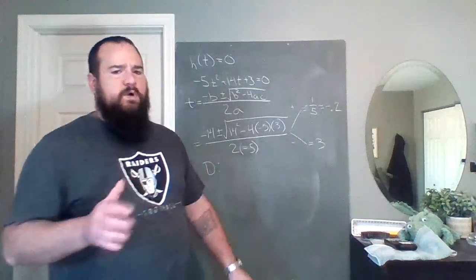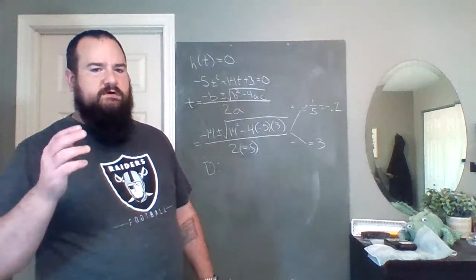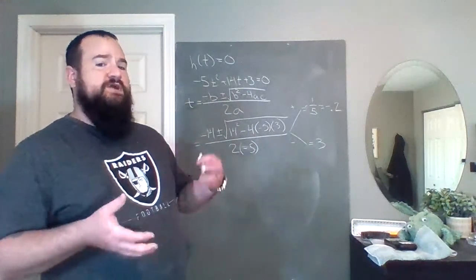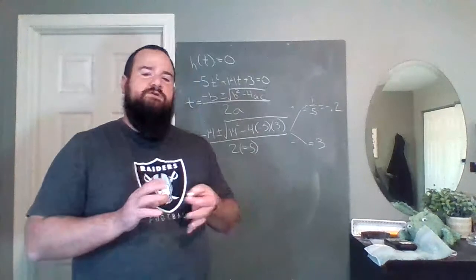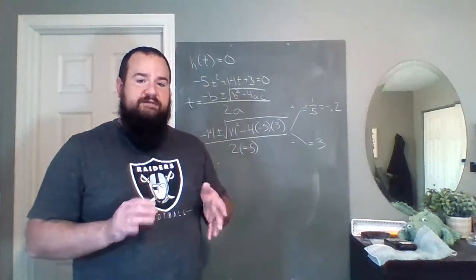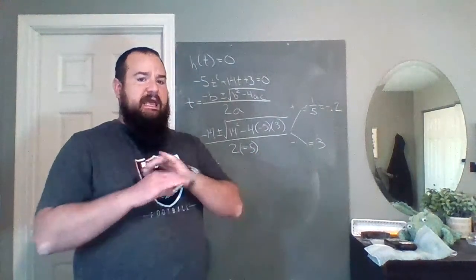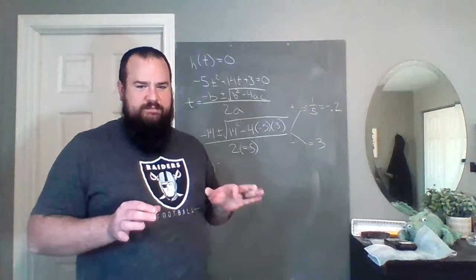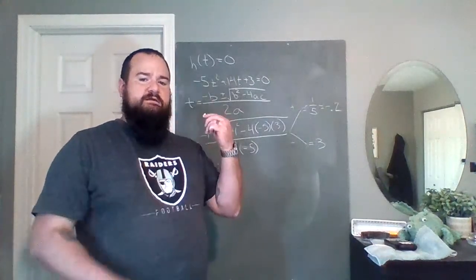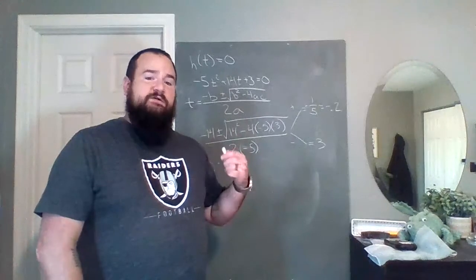Domain. What times make sense? It's a quadratic function. A quadratic function, in general, will always have the domain negative infinity to infinity. Every input will always work. You only have to worry about anything making sense. That is the only way it gets eliminated.